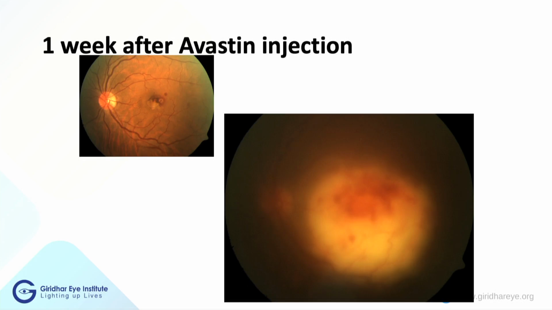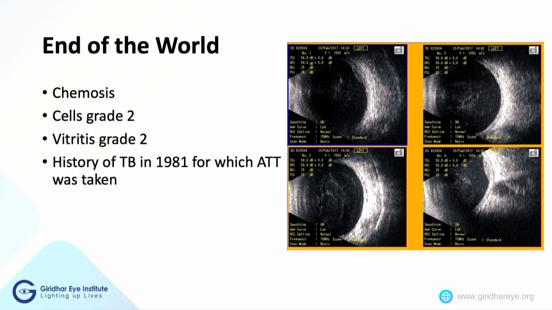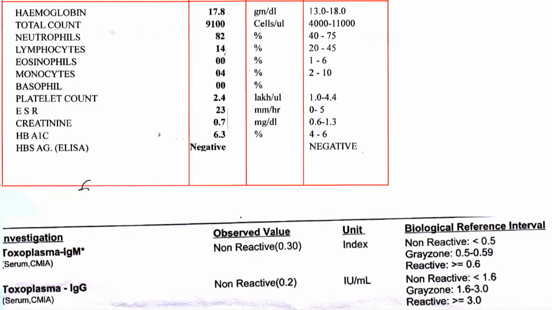There is an abscess there. So it is not due to the Avastin that this has resulted. It is a misdiagnosis of the initial picture. It was looking like a very harmless thing. So it was an abscess in one week, and we did all investigations. Vitritis was there. We did systemic investigations, and then a vitreous biopsy was done.